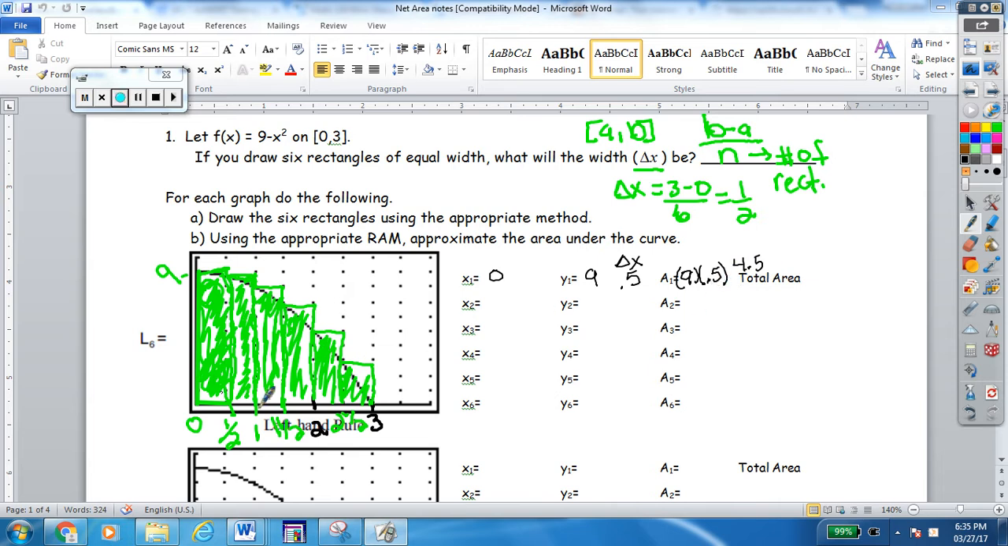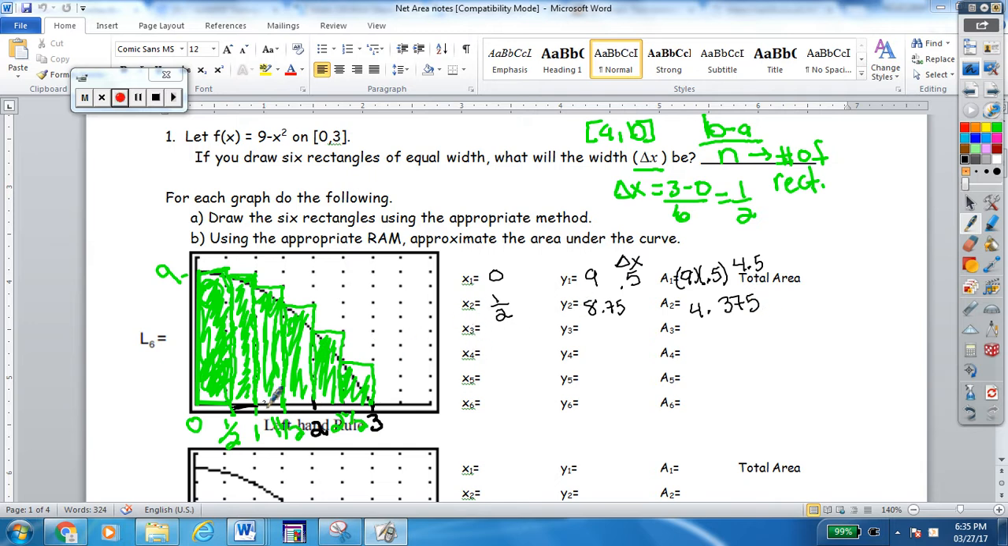Let's do the second one. The second rectangle is between 1/2 and 1. So what did I choose? I chose 1/2. Okay, and if I plug that into this function, I will get 9 minus 1/4. 9 minus 1/4 is 8.75. Delta x is still 0.5, so we're going to multiply the delta x, which is the width of the rectangle, by the height. And in this case, we're going to get 4.375. Okay, I'll do just one more and then you can complete the rest.